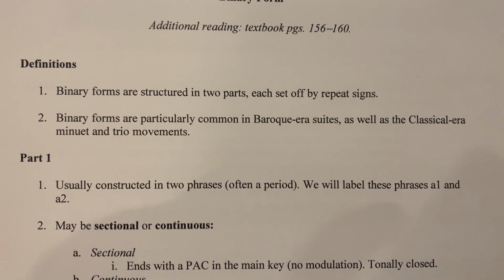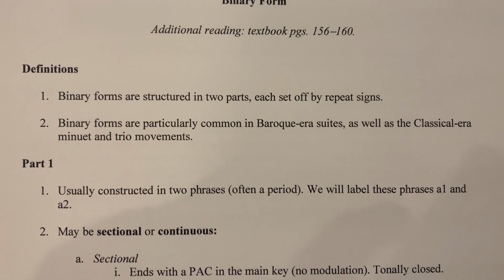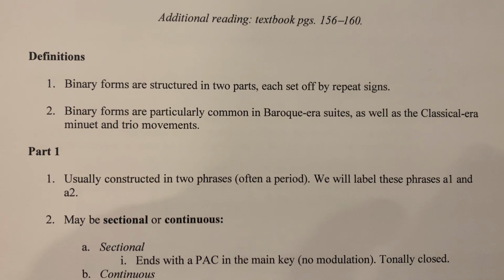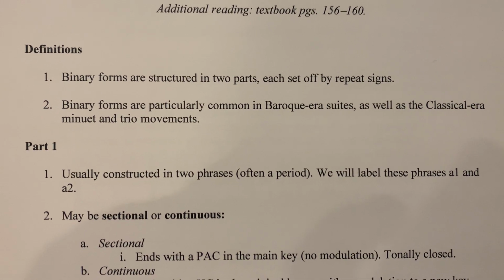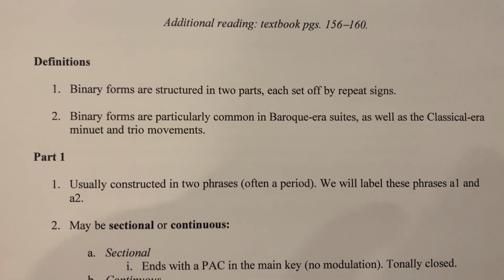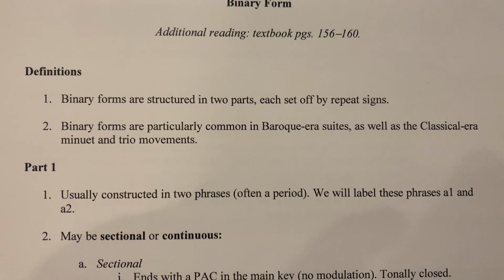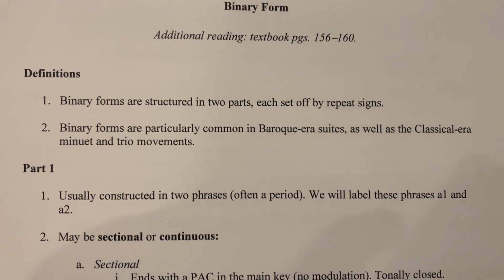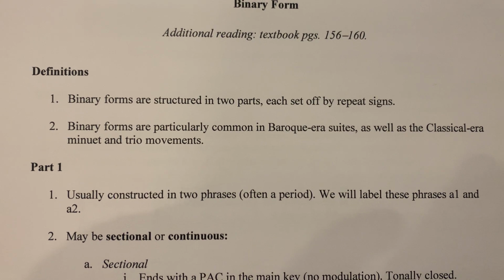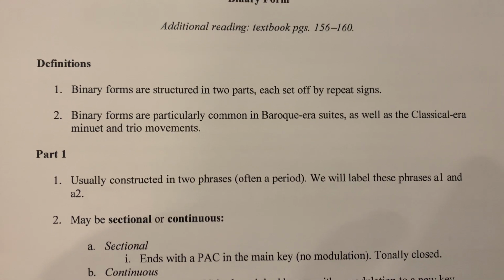Now, where do you find these? In the Baroque era, you usually find it in suites, so pieces with titles like Jig, Allemande, Sarabande, things like that. And then in the classical era, you're usually going to find it in the minuet and trio movement. The pieces that are usually in triple time usually have a couple of binary form sections within them. So the minuet itself will be binary, and the trio will also be binary. We'll talk about that a little later when we talk about ternary forms. All right, so it's a very simple concept.